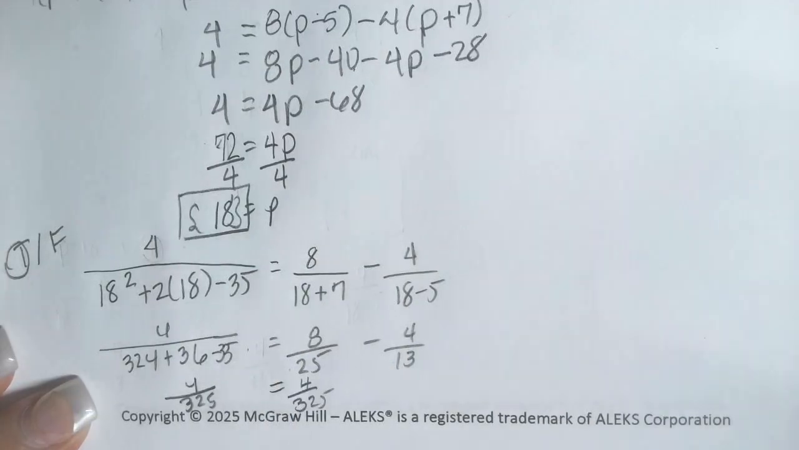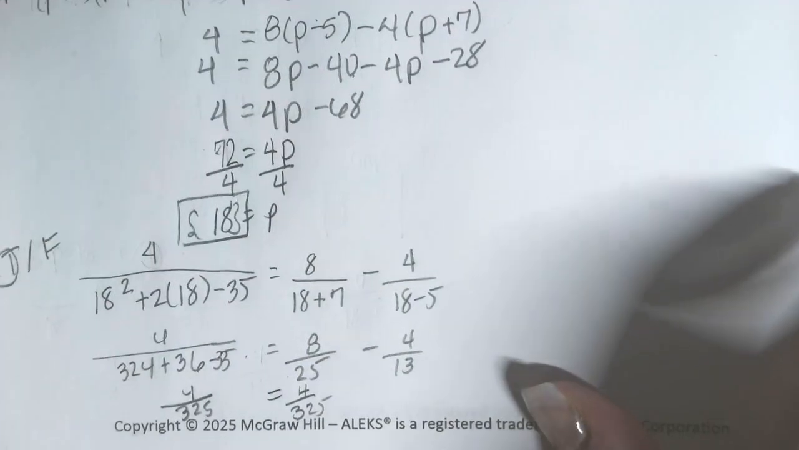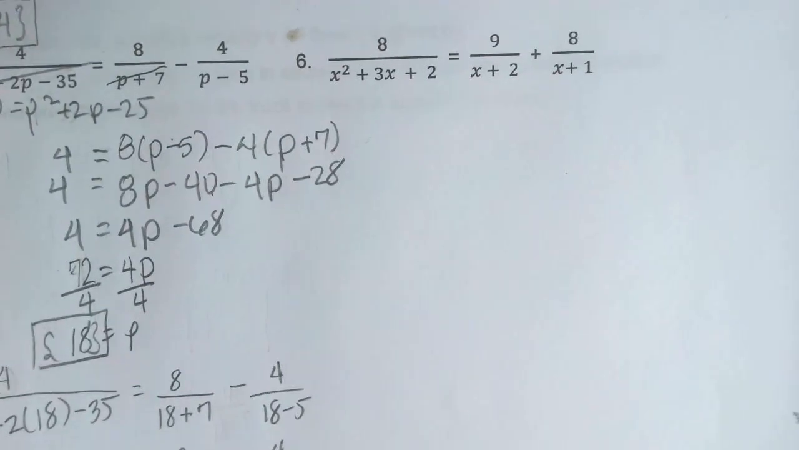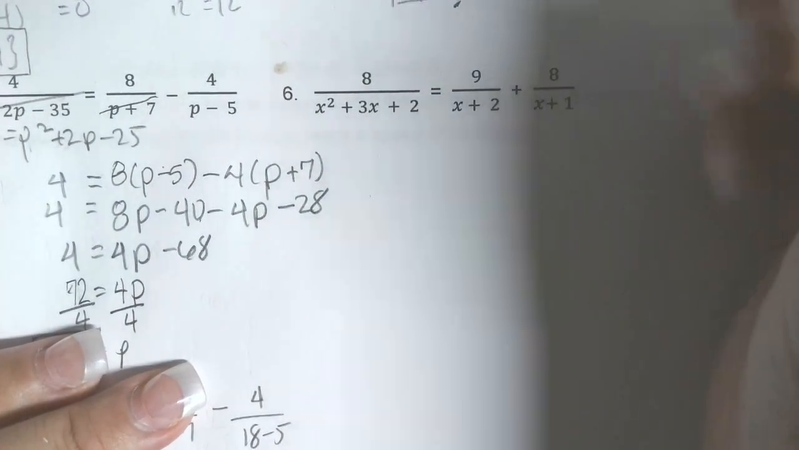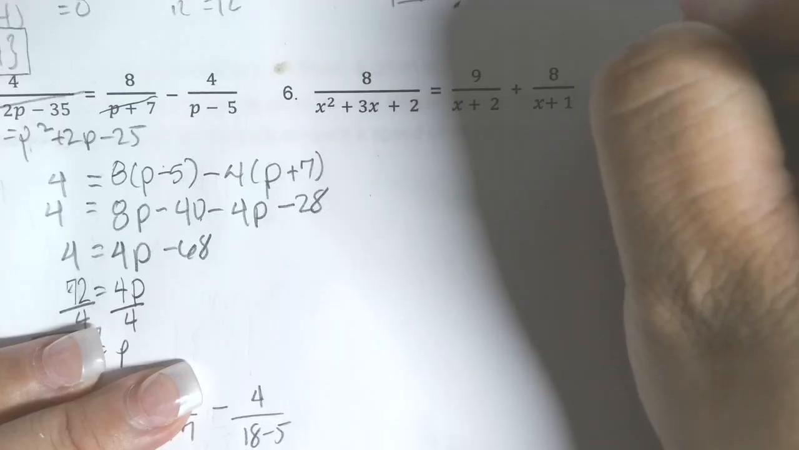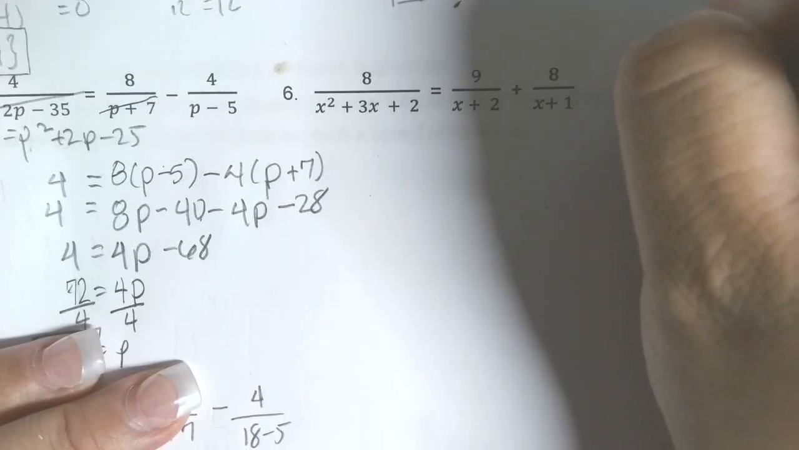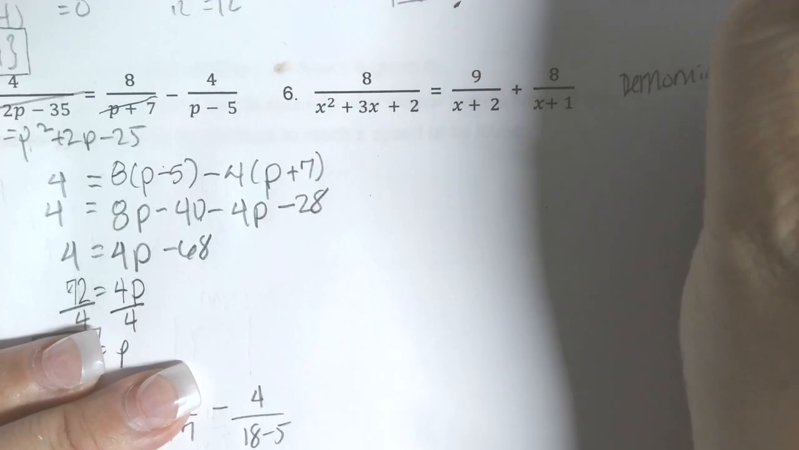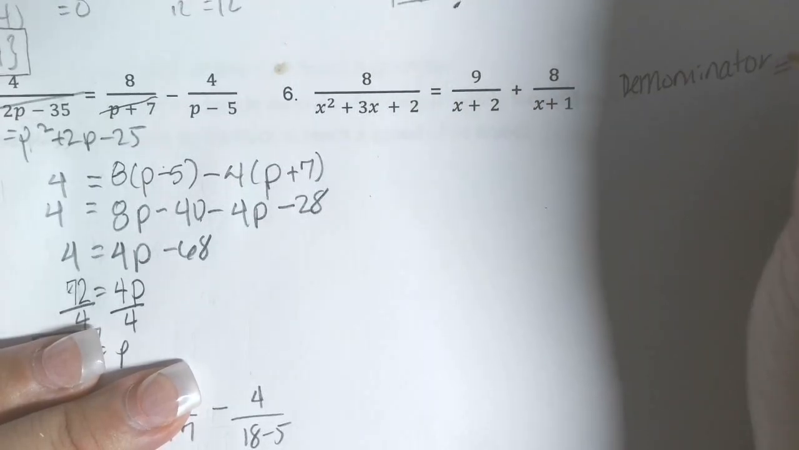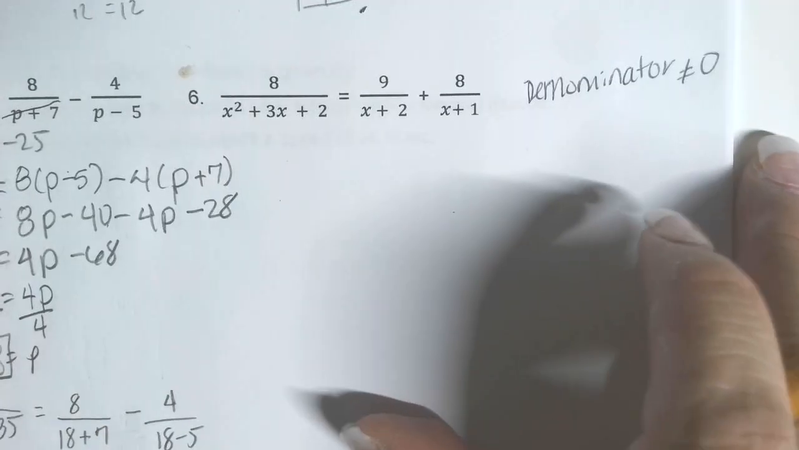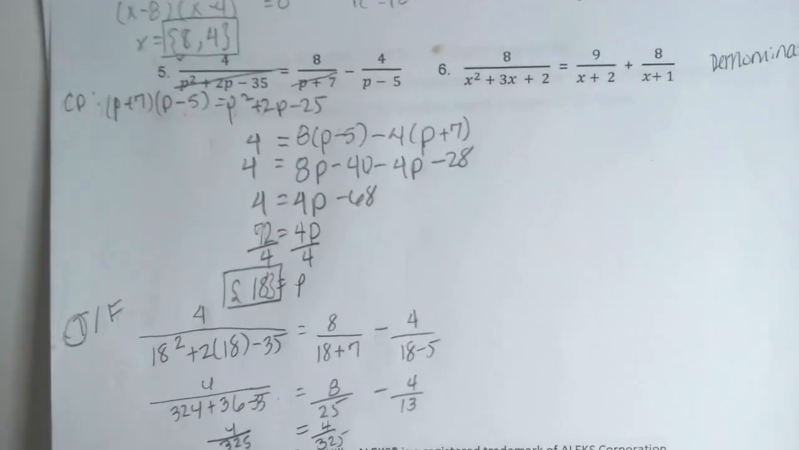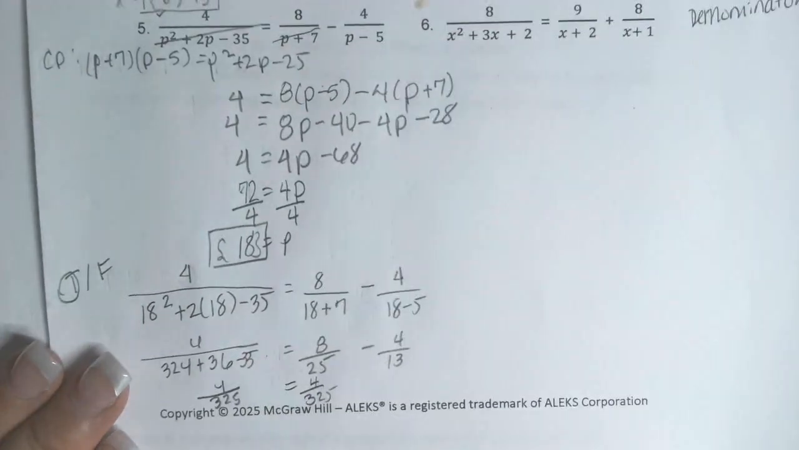Now the number one thing here to remember is that whenever you have a denominator, your denominators cannot equal 0, because that's an undefined term. Okay, let me zoom out so you can see that more. All right, see you in class.